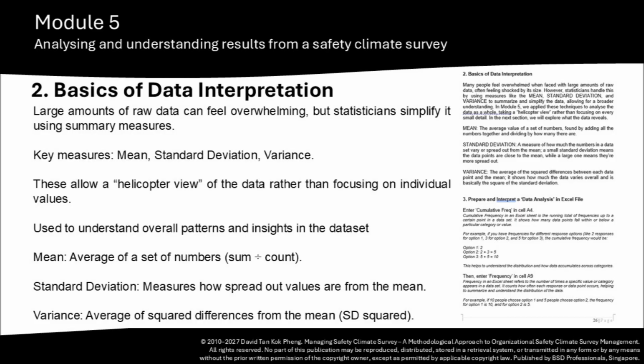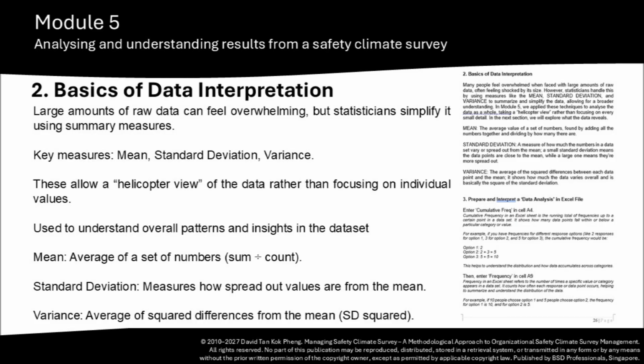It is calculated by adding all the values together and dividing by the total number of values. The mean gives us a central value that represents the dataset. The standard deviation measures how spread out the data values are from the mean. If the standard deviation is small, it means the values are close to the average.